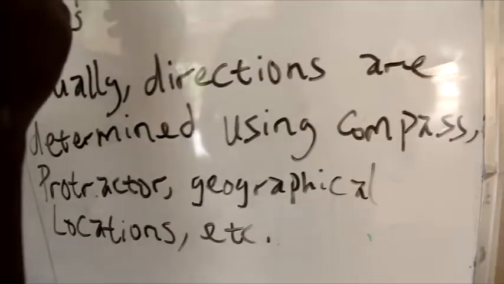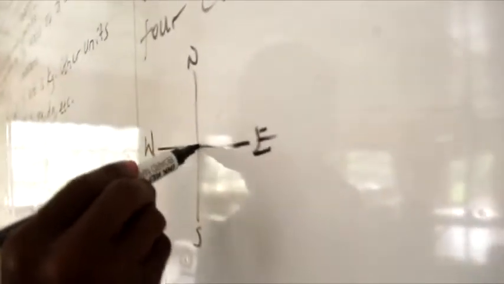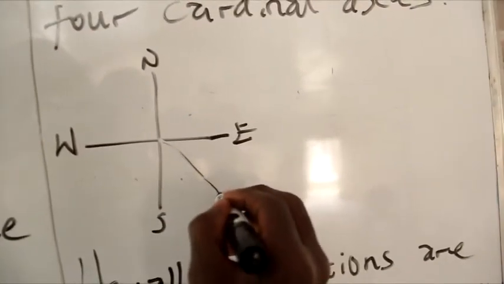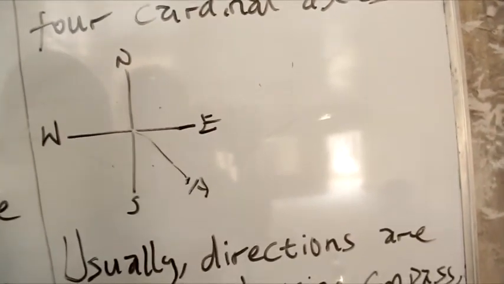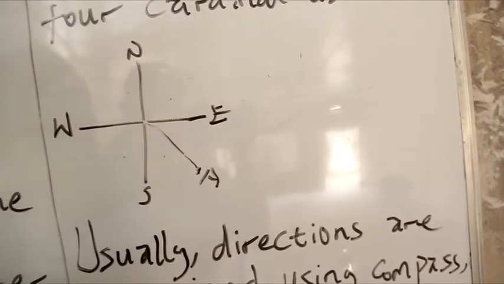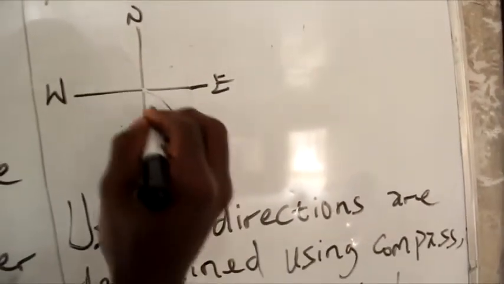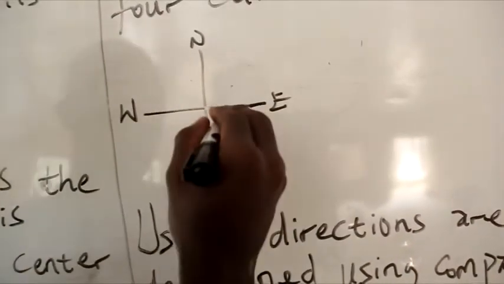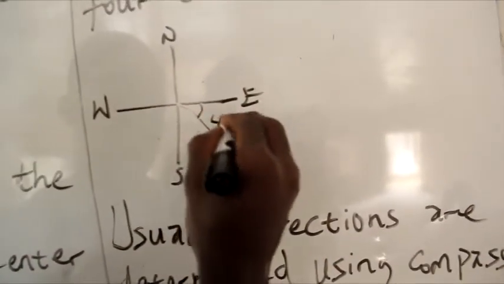So suppose from these cardinal axes, we want to find the location of, let's say, Mr. A. So we want to describe the direction of point A. We can say that, assuming this A is, let's say, 10 meters from the origin, so we can say A is 10 meters, and assuming the angle this makes with the east is 40 degrees.